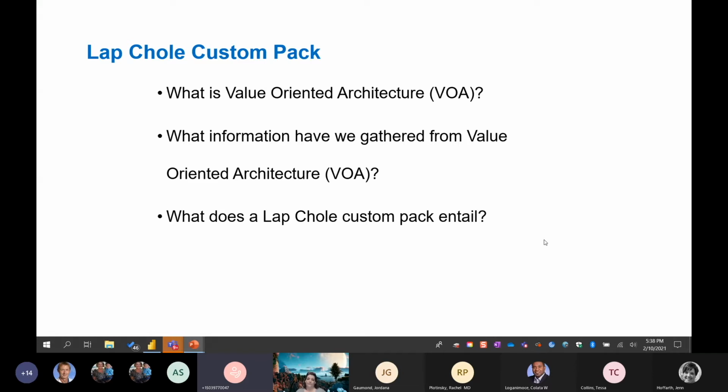We started this by looking at a single procedure, the laparoscopic cholecystectomy. And in the end, to cut to the end, we created a custom pack, and I'll describe what that is, which we feel like we're getting the best value and good outcomes with it. Next slide.